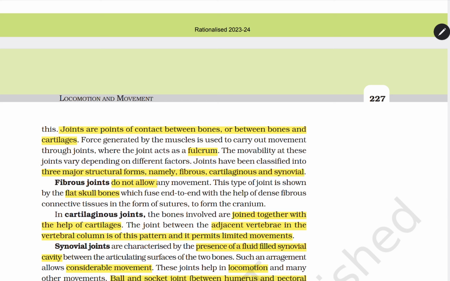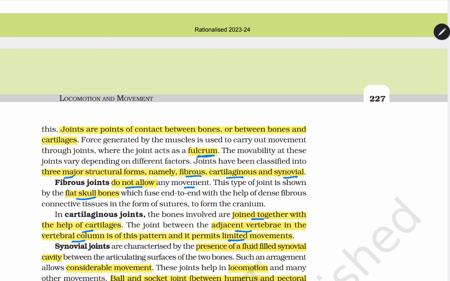Here, force generated by the muscles is used to carry out movement through joints, where the joints act as a fulcrum. Fulcrum, you remember this term in class 7th and 8th. And the joints are classified into three major types, namely fibrous, cartilaginous and synovial. Fibrous do not allow any movement, found in flat skull bones.